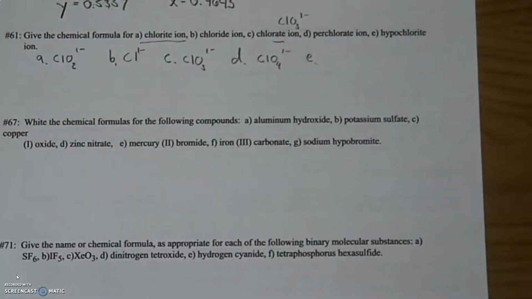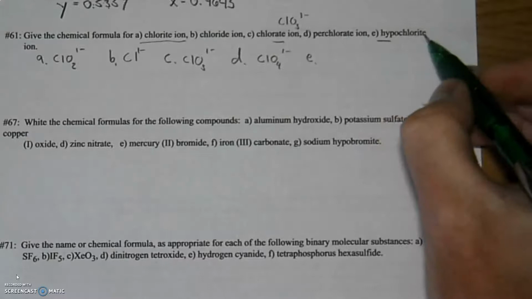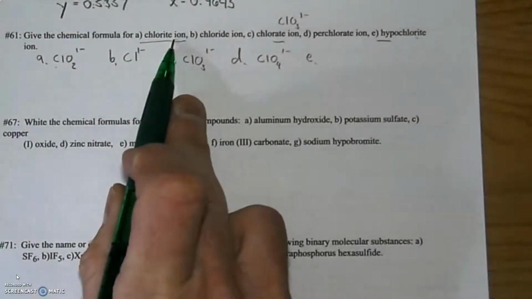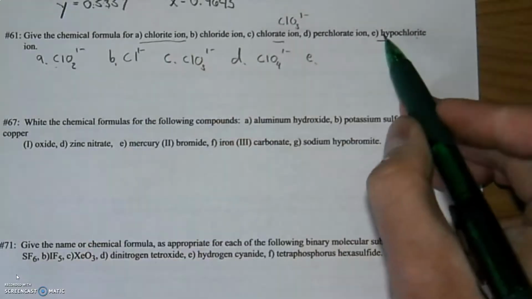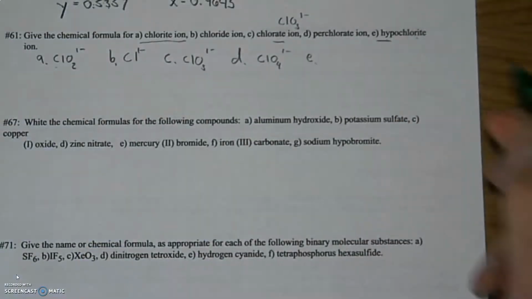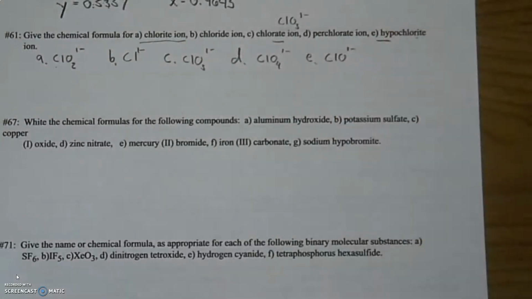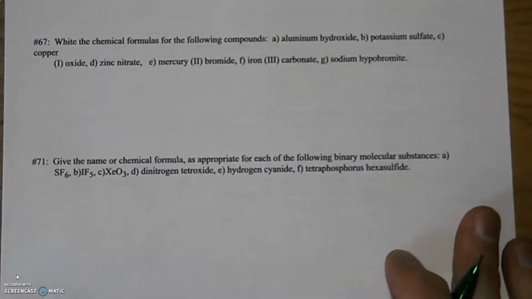E, hypochlorite. So just like we had the one for A, in which we had chlorite, this is going to be 1 less, given the name hypo. So not 2, but 1. And that's just, again, a naming rule. Right, 61 is done. Let's take a look at 67.